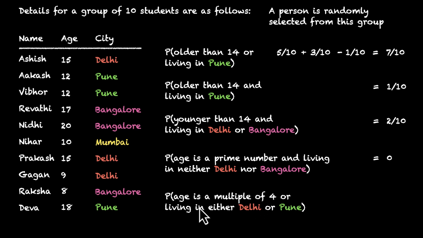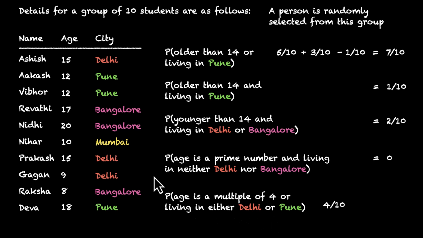And there's another way. We can figure out the probability of this event, age is a multiple of 4, and we can figure out the probability of this event, that they're living in either Delhi or Pune, and we can find their intersection. So that will help us figure out the union. Probability of this or this happening, that's probability of age is a multiple of 4, that happening. So how many do we have whose age is a multiple of 4? 12, 12, 20, and 8. Anything else? That's it. So 4 by 10, that's the probability that their age is a multiple of 4.